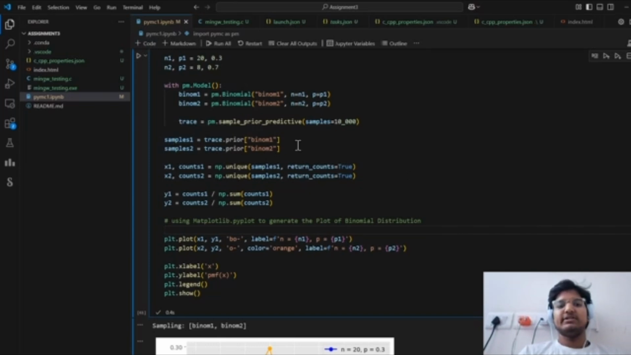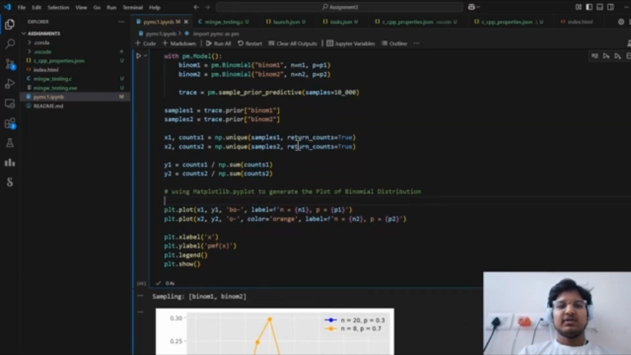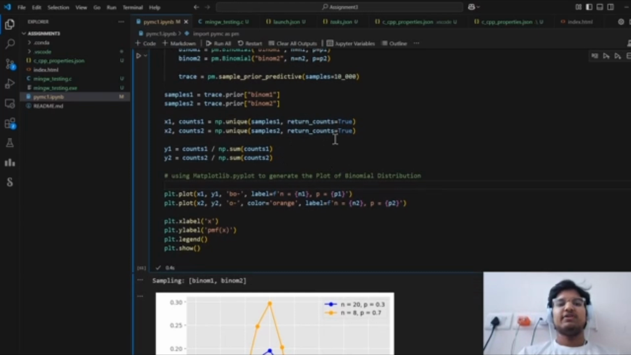Now, what samples1 equal to trace.posterior binom1, this line does is that it generates an array of length 10,000 which contains the number of successes each time it is happening, which will be from 0 to n only, because x can go only from 0 to n. And what these lines x1 and x2 do is that they take the unique values from samples1, which will obviously be x, from 0 to n, and return the count of that, how many times that particular success has occurred.